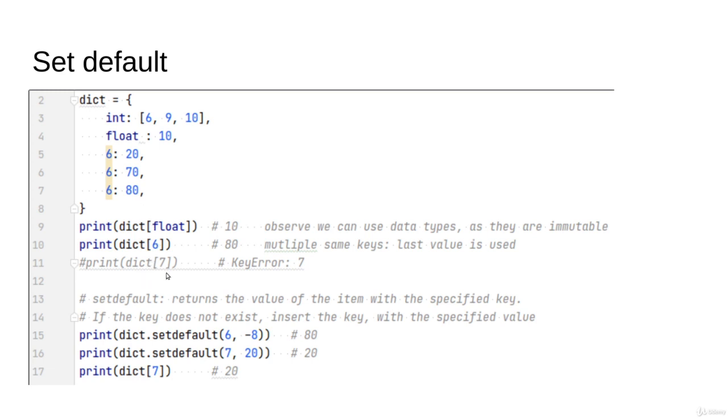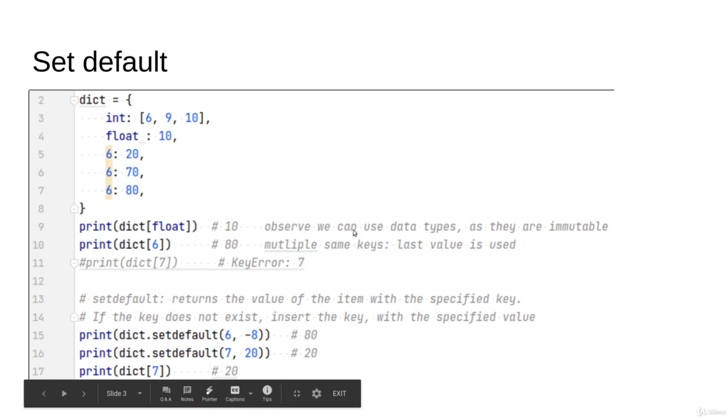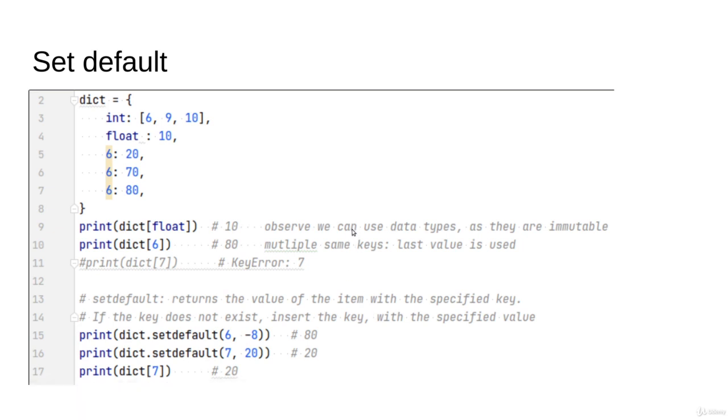If you try to print dictionary of 7, you will get a key error that 7 doesn't exist. Now the nice thing about the setdefault is as follows. The setdefault returns the value of the item with the specified key. For example, if I ask it to return the dictionary of 6, it will return the value 80.